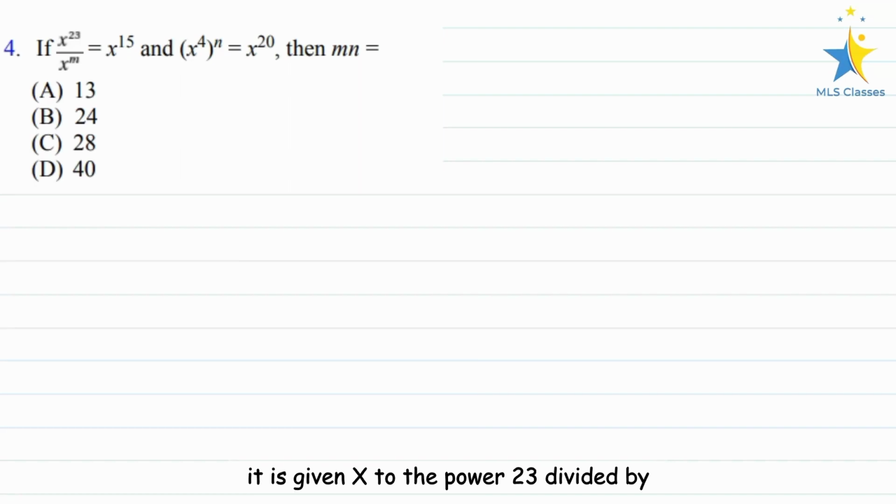You can see it's given x to the power 23 divided by x to the power m is equal to x to the power 15, and x to the power 4 to the power n is equal to x to the power 20. Then what is mn? So you can see base is common but the exponents are different. So we'll be using rule a to the power m divided by a to the power n is equal to a to the power m minus n.